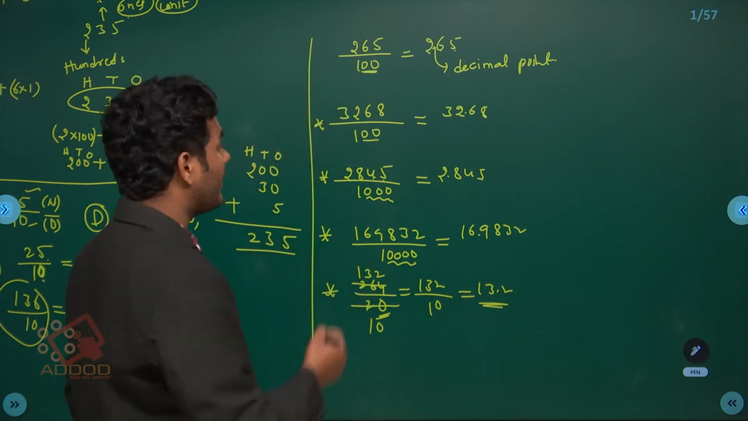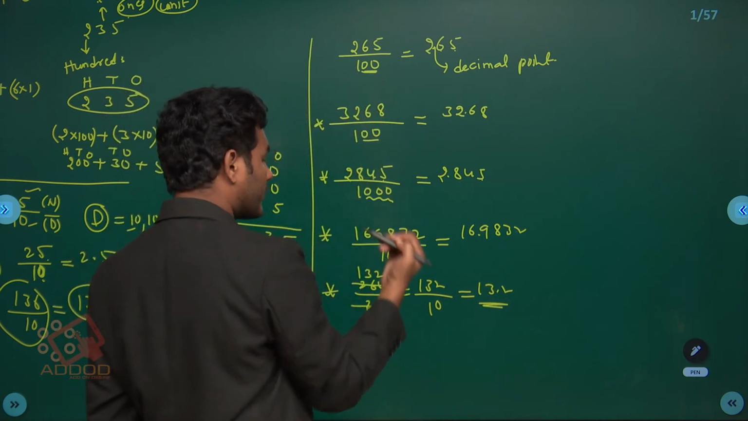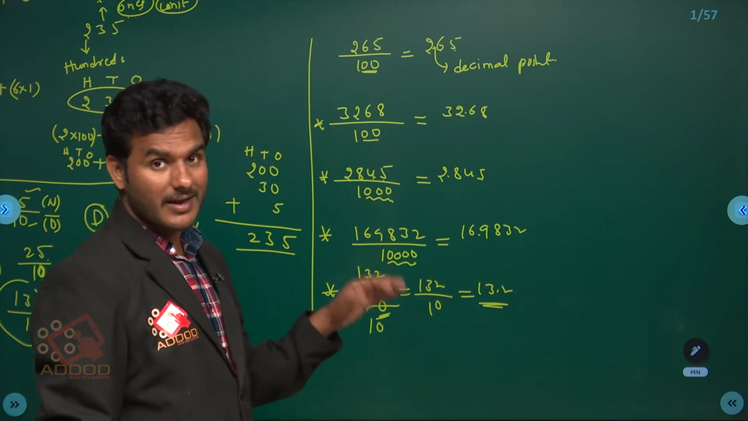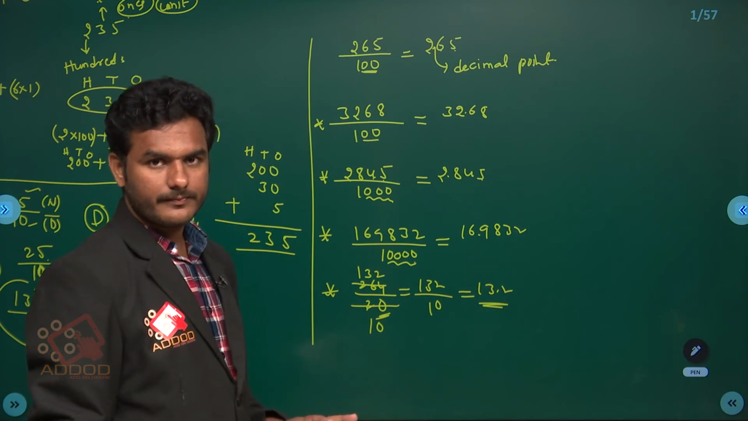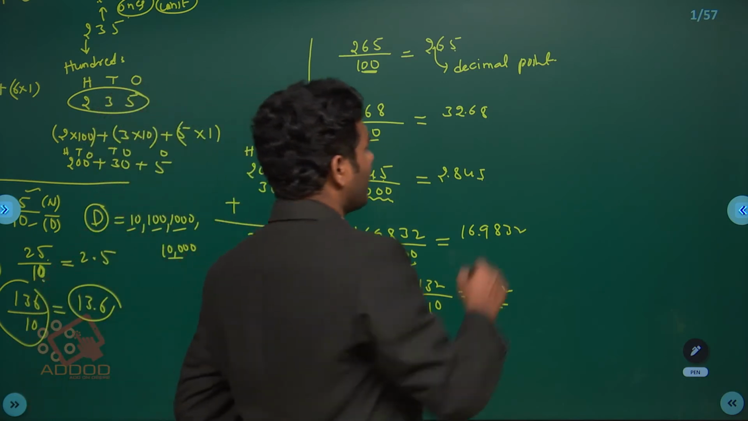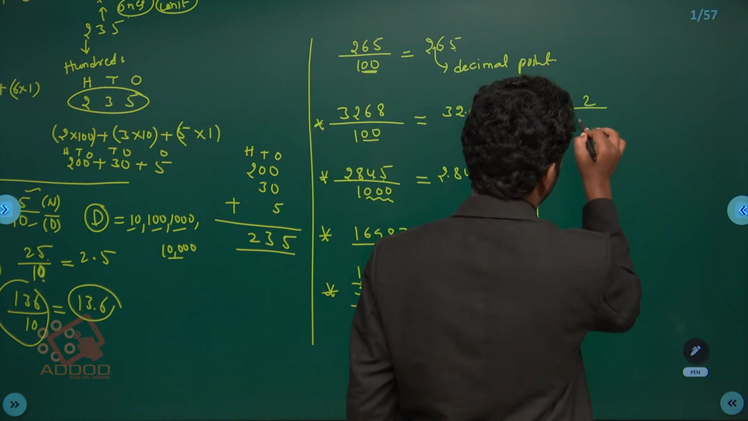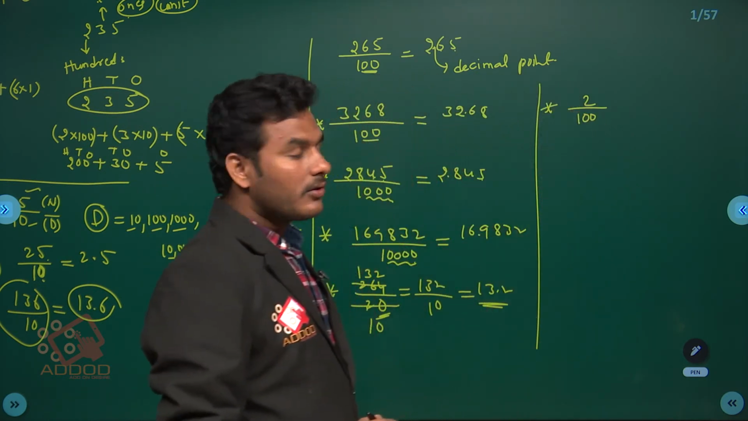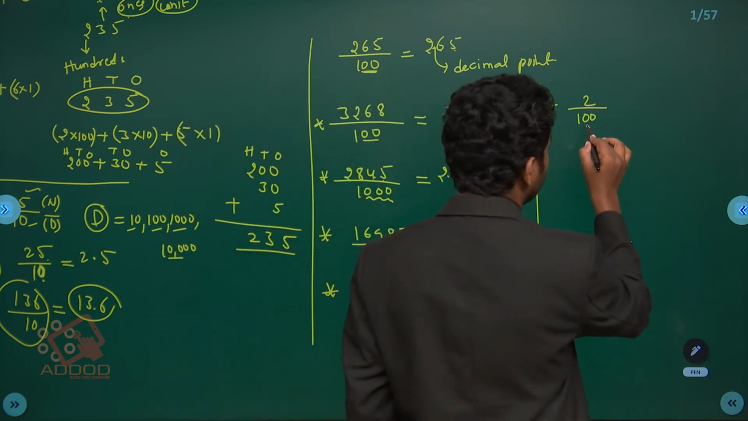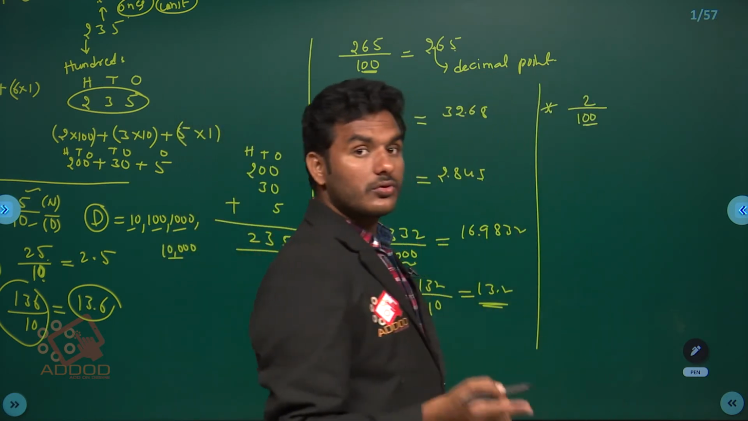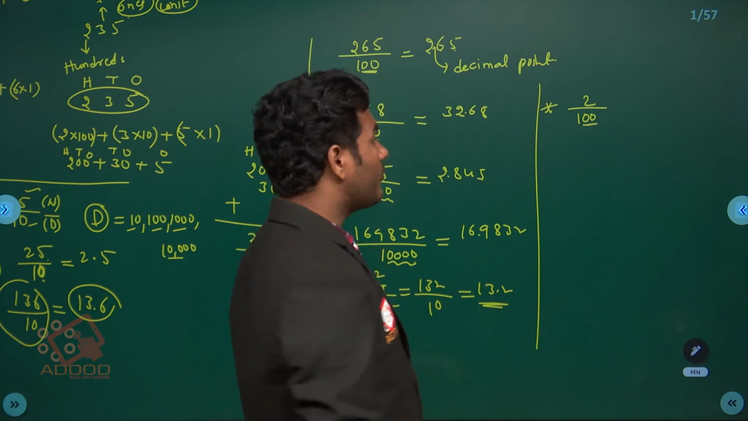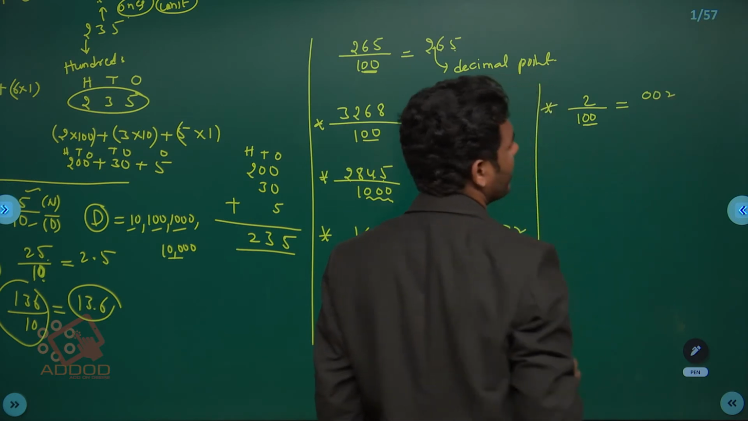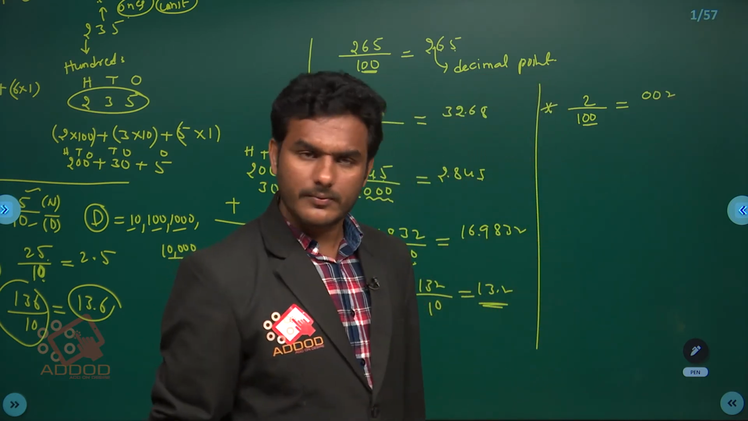So whenever we have 10, 100, 1000, or 10,000, at that time you can directly keep the point before the number of digits by calculating the number of zeros. Okay. Now for example, children, if you have 2 by 100, how can we write the answer? In the denominator 2 zeros are there, so 2 digits before, you have to keep the point. But here only one digit is there, so you can write 2 as 002 also.